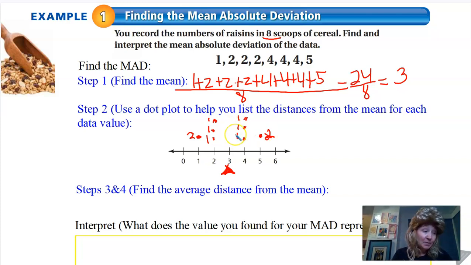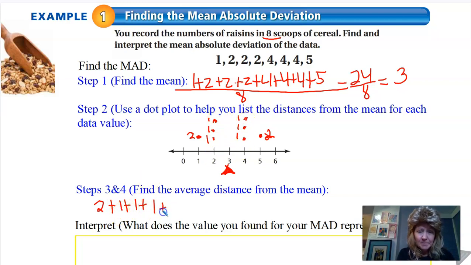Okay, so I have 8 numbers that I have to add now. These are the distance from the mean that each of those dots is. So I'm adding 2 plus 1 plus 1 plus, okay, how many 1's do I have? I have 6 1's.